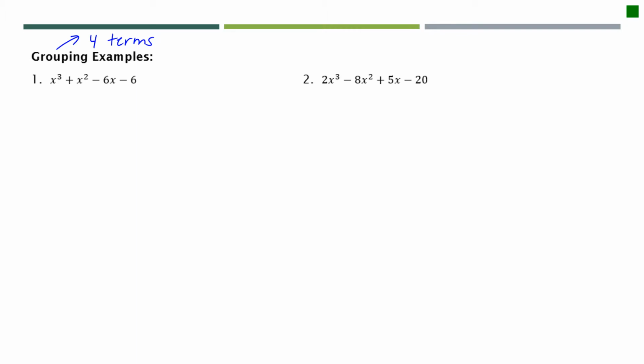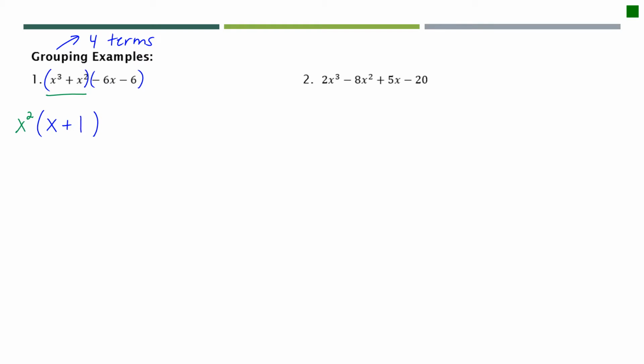And the reason it's called grouping is because you are going to use parentheses to make 2 groups, the first 2 and the last 2. And then essentially what we're going to do is 2 greatest common factor problems. So if you look at this first set of parentheses, the x cubed plus x squared, they both have at least x squared. So I'm going to take an x squared out, and then left over, if we divided x cubed by x squared, we'd have x left over. And then if we took x squared out of x squared, we'd have 1.